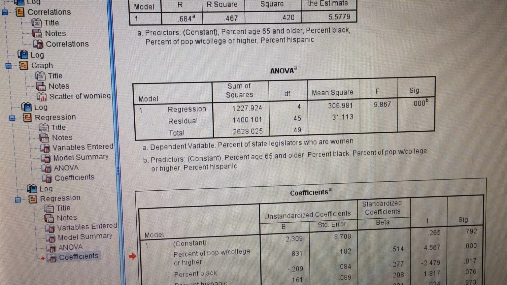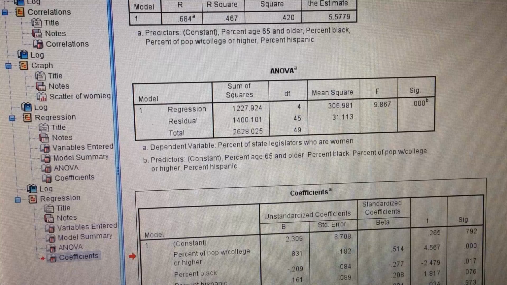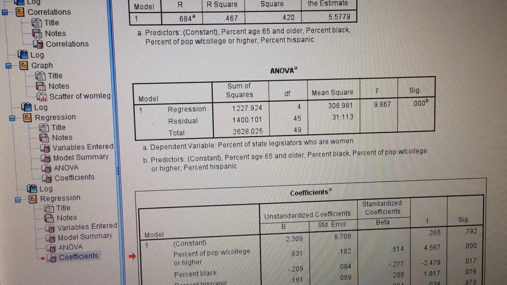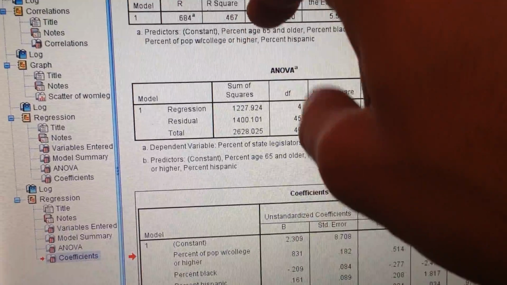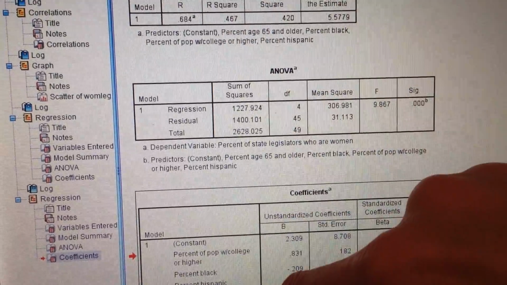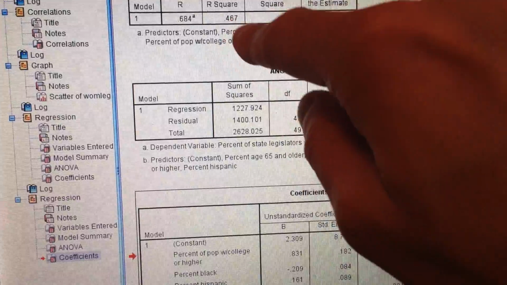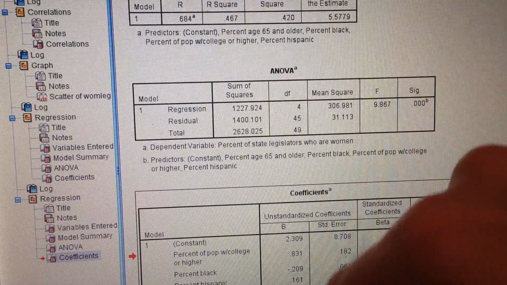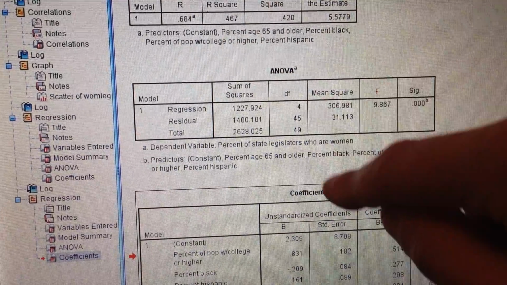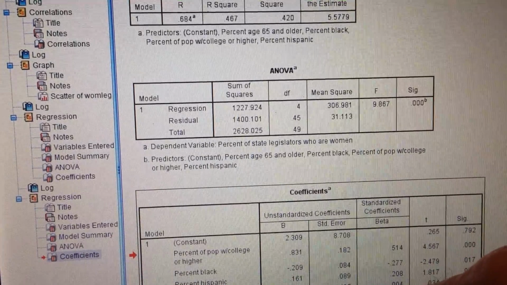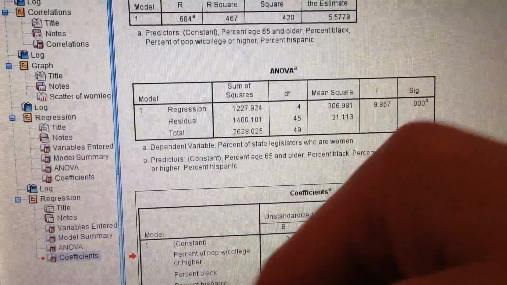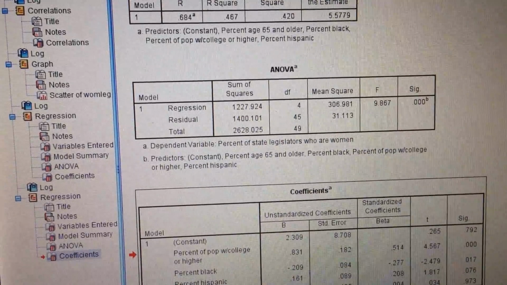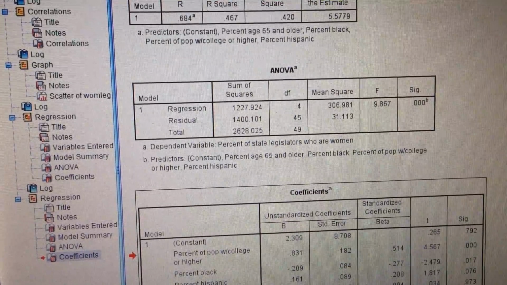I don't want to give you thresholds for what's a good R-squared and what isn't, just as long as you understand that the R-squared tells us what percentage of the dependent variable the 4 independent variables, or all of the independent variables if you have more than 4, explain. That's the R-squared.